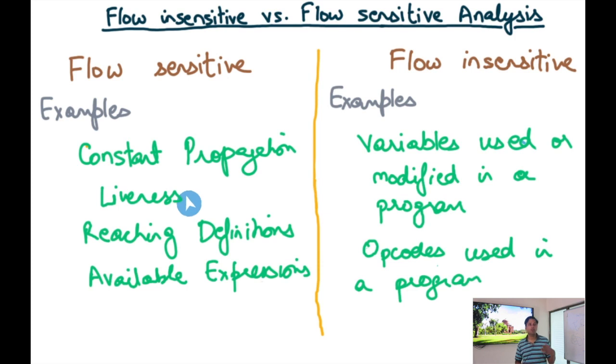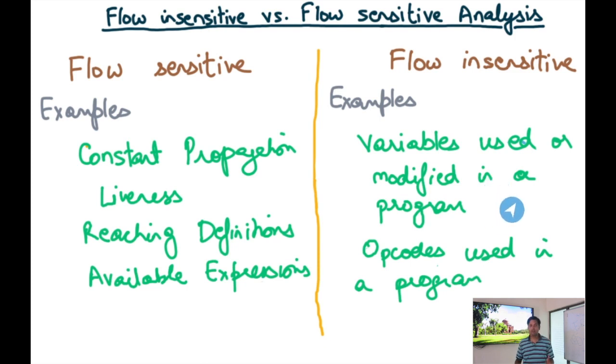Similarly, liveness depends on what is the first use going downstream, and whether there's a def of that variable, an assignment to that variable, before that use, and so on. So all these examples that we have discussed earlier are flow sensitive examples. What is an example of a flow insensitive analysis?